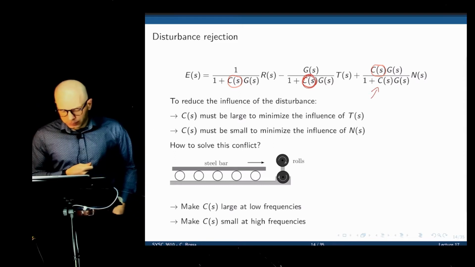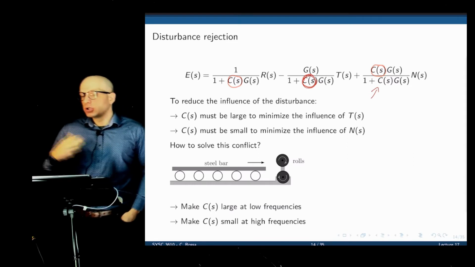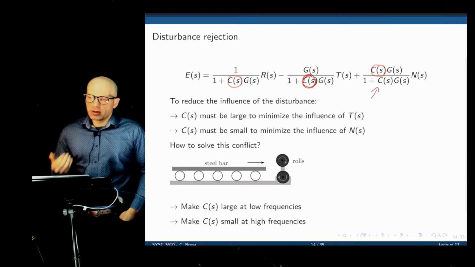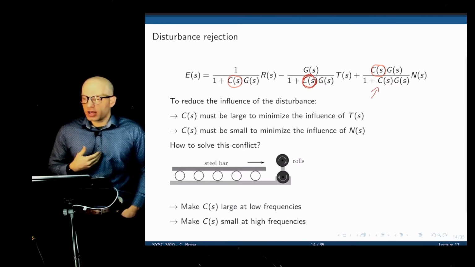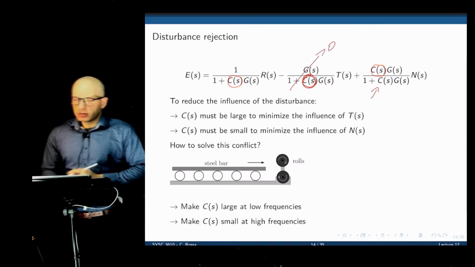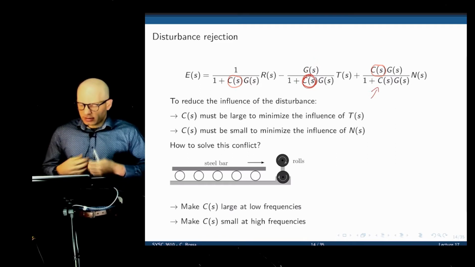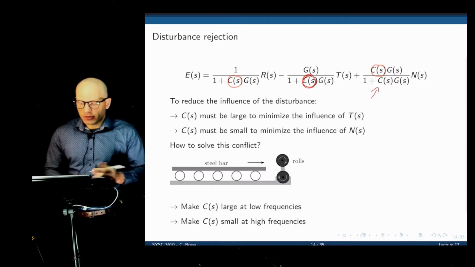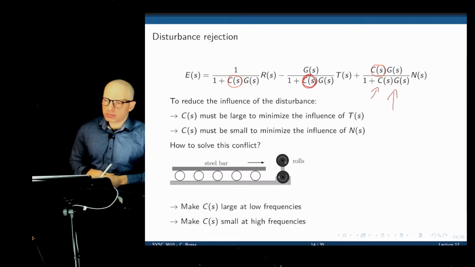We can say that disturbances occur at a much lower frequency than the noise, which means that now, as designers, we can simply make the controller transfer function large at low frequencies, because at low frequencies this term will then tend to 0, and make it high at high frequencies, which is where this term here occurs. And then that term is also minimized.